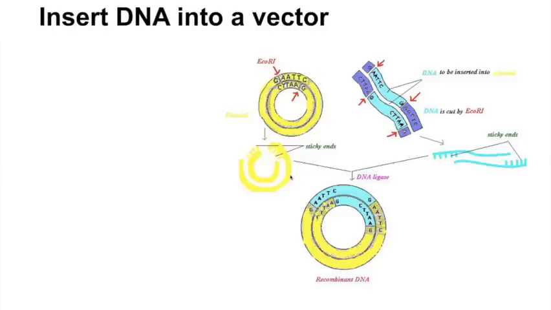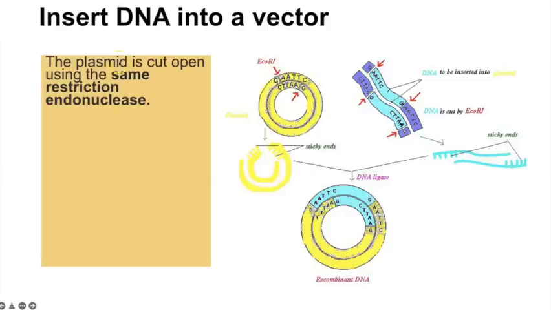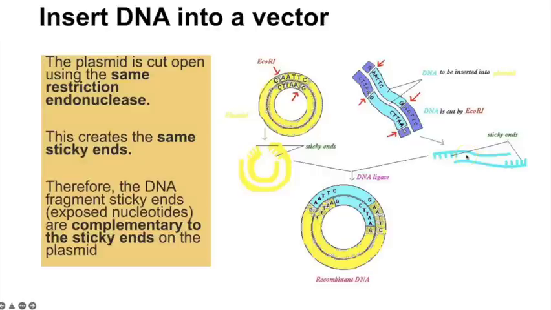So the way that we insert the DNA fragment into the plasmid, which is our vector, is we cut open the plasmid using the same restriction endonuclease that was used to cut the DNA fragment of interest. That means that the same sticky ends are going to be created on the plasmid as the sticky ends that you have on the DNA fragment.